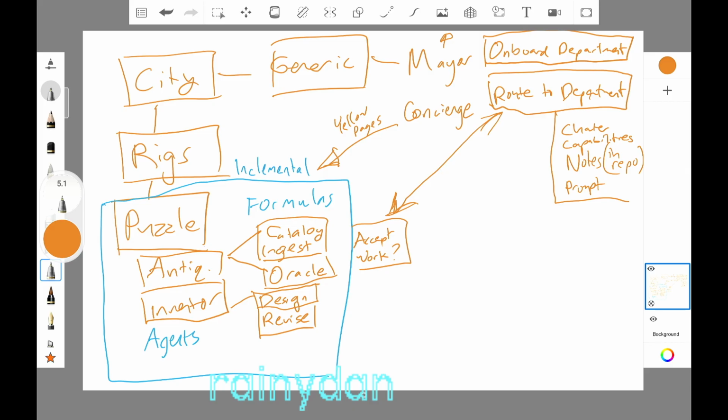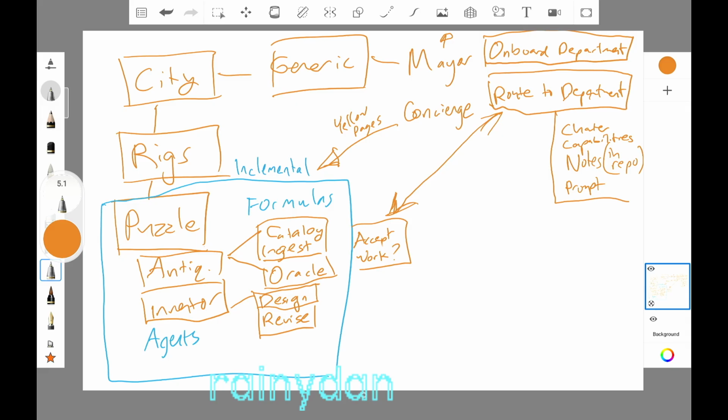All right. I think we're just about there. We've got all of our moving pieces. We got some generic things. We've got this bridge between the rig and the city, and we're just about ready to start talking about packs, right? We have packs at the rig level potentially, and we've got packs at the city level, and we've got formulas and we've got agents.